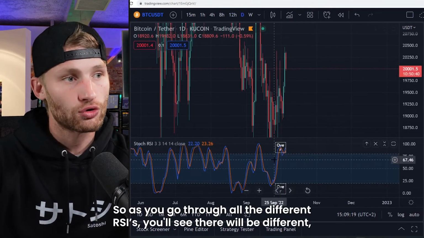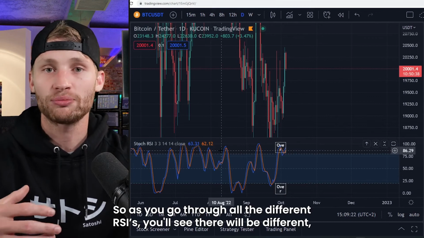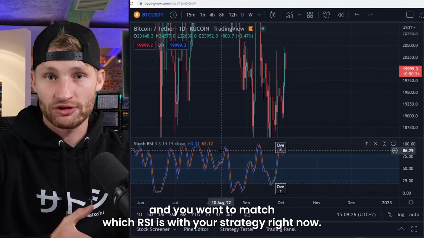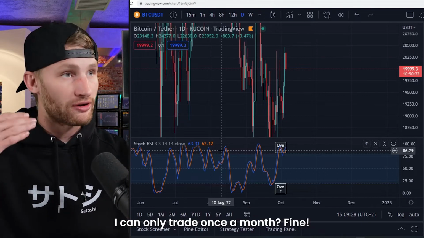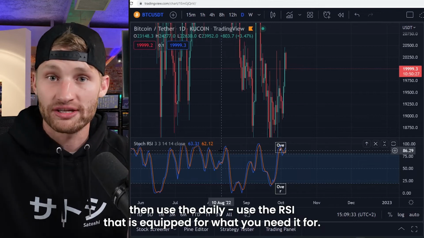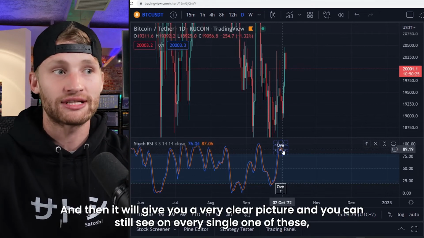So as you go through all the different RSIs, you'll see they will be different. And you want to match which RSI fits with your strategy right now. I can only trade once a month? Fine. Then use the daily. Use the RSI that is equipped for what you need it for. And then it will give you a very clear picture.